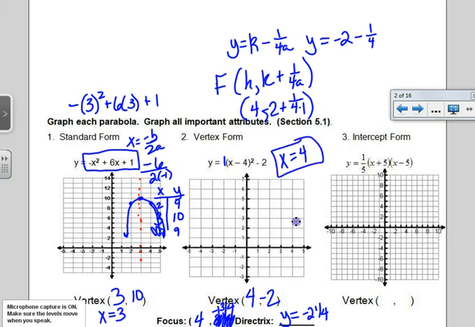Now, if I go ahead and graph this, 4, negative 2, you'll still need some other points, so we're going to have to do a t-table. If I choose a 3 and plug it into the original, I get a negative 1. And if I choose a 5, I also get a negative 1. Oh, goodness. Gosh, I'm on a roll today. I can't graph. 4, negative 2 is actually down here. 3, negative 1, and 5, negative 1. Sorry.